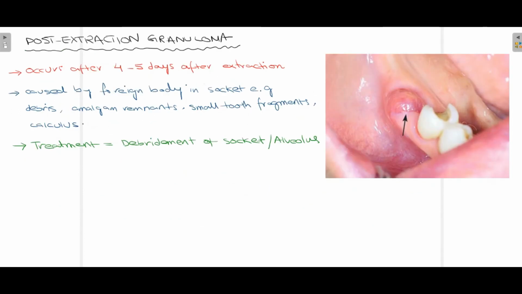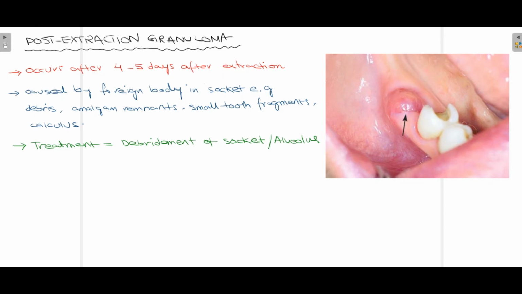Next, the complication that we have after the tooth has been extracted is called post-extraction granuloma. This complication arises nearly 4 to 5 days after the tooth has been extracted. As you can see in this clinical picture, a tooth has been extracted over here, but you can see some sort of tissue-like swelling present over here. This tissue-like swelling, which the arrow marks, is called granuloma.